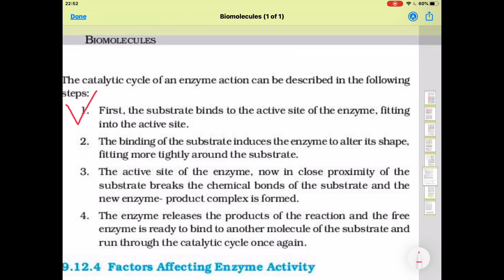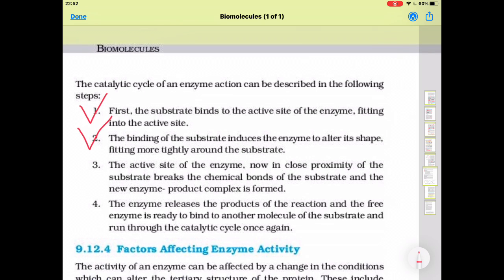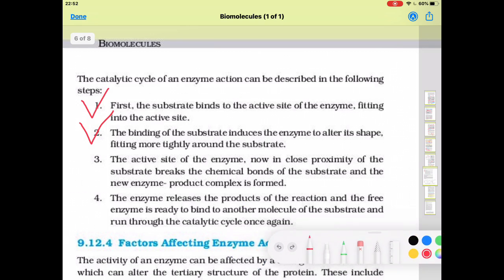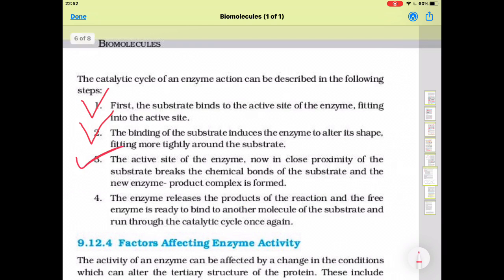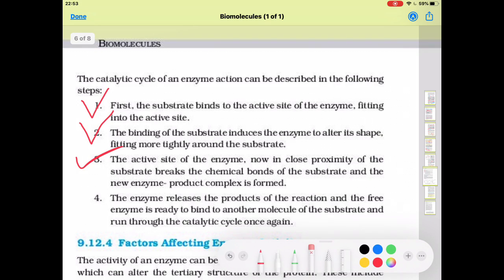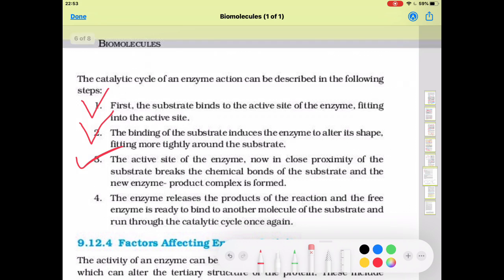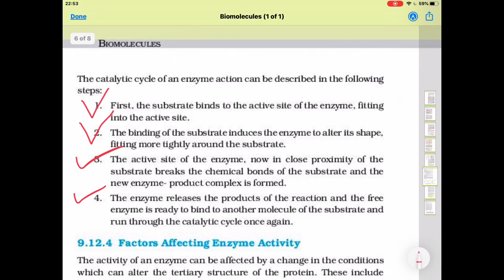Second point, the binding of the substrate induces the enzyme to alter its shape, fitting more tightly around the substrate. Next point is the active site of the enzyme now, in close proximity of the substrate, breaks the chemical bonds of the substrate, and the new enzyme product complex is formed. Fourth point is the enzyme releases the products of the reaction and the free enzyme is ready to bind to another molecule of the substrate and run through the catalytic cycle once again.